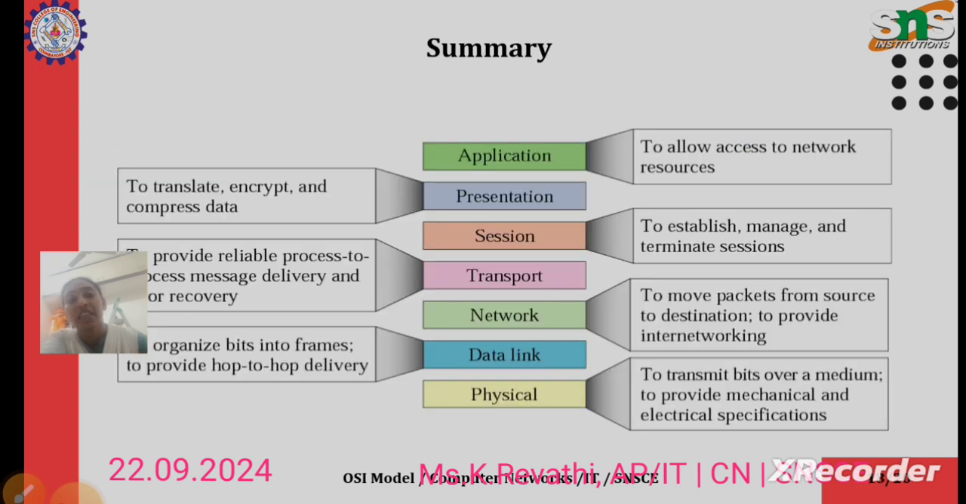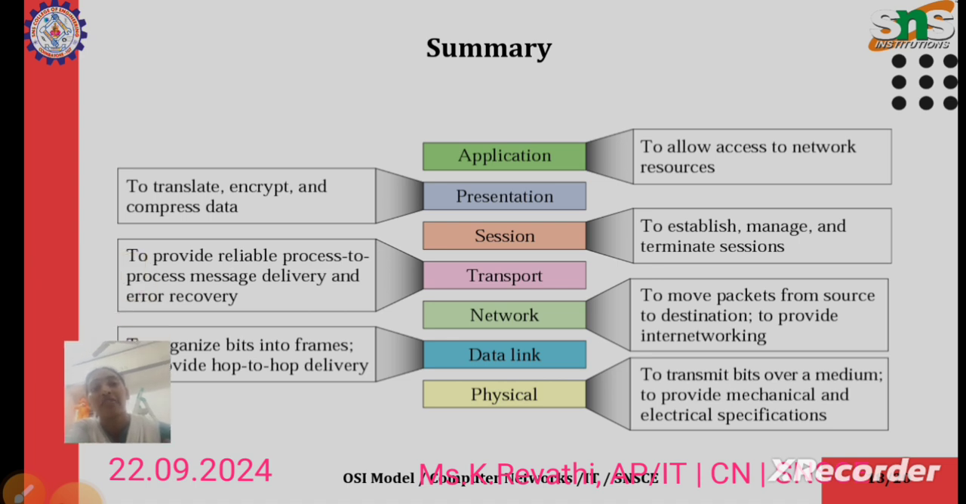The summary of these layers is as follows. The application layer allows access to network resources, then the presentation layer translates, encrypts, and compresses the data, and the session layer establishes, manages, and terminates the session. Then the transport layer manages reliable process-to-process message delivery and also error recovery. Then the network layer moves packets from source to destination and also provides internetworking between the devices.